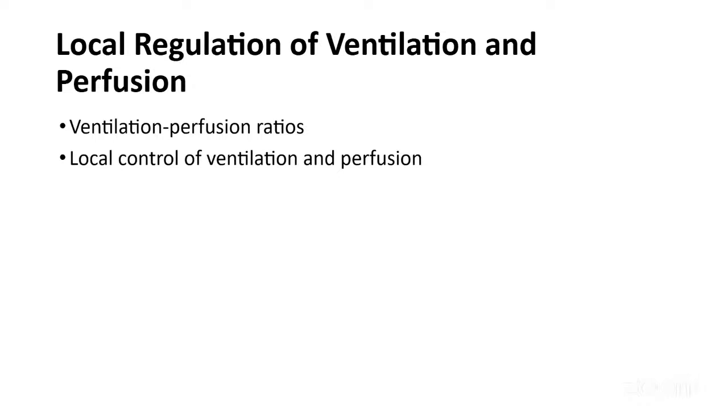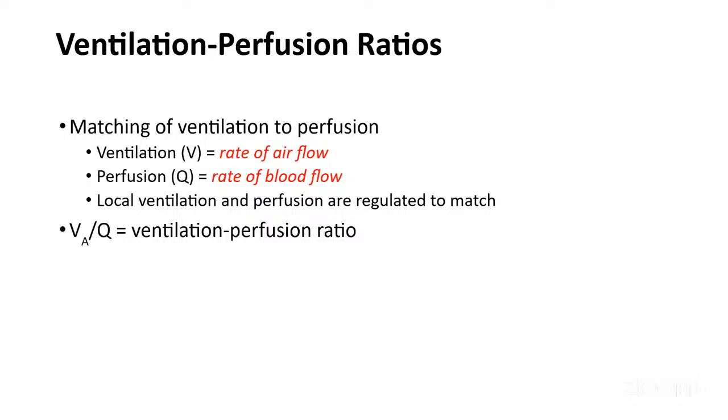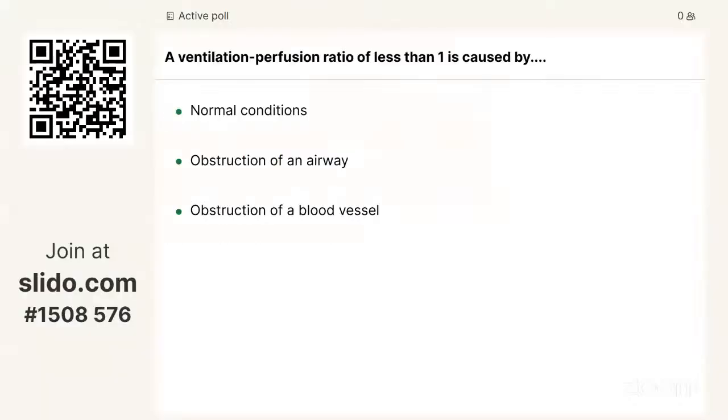So where we left off, we were talking about ventilation perfusion ratios. So we learned about the fact that we're trying to match how much air we're getting into our airways with how much blood is flowing past them. Okay, so we talked about what those different parts of the ratio mean. So to get us back up to speed, you can look at the picture for this. Let's remember what it means if we have a ventilation perfusion ratio of less than 1.